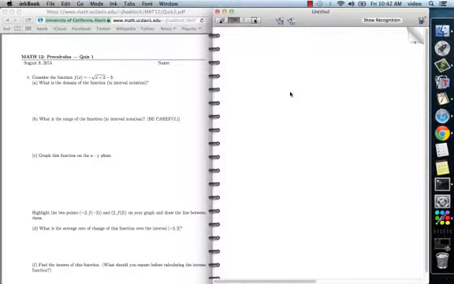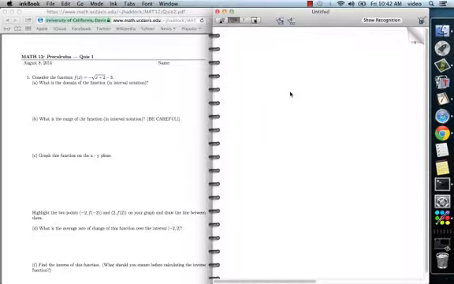Okay, so the domain of the function is all of those x values that we can plug into our function without getting something that's undefined. Now the things that can make our function undefined are when we either divide by 0 or take the square root of a negative number. Here we don't have any problems with division by 0, but obviously we could take the square root of a negative number depending on what x is.